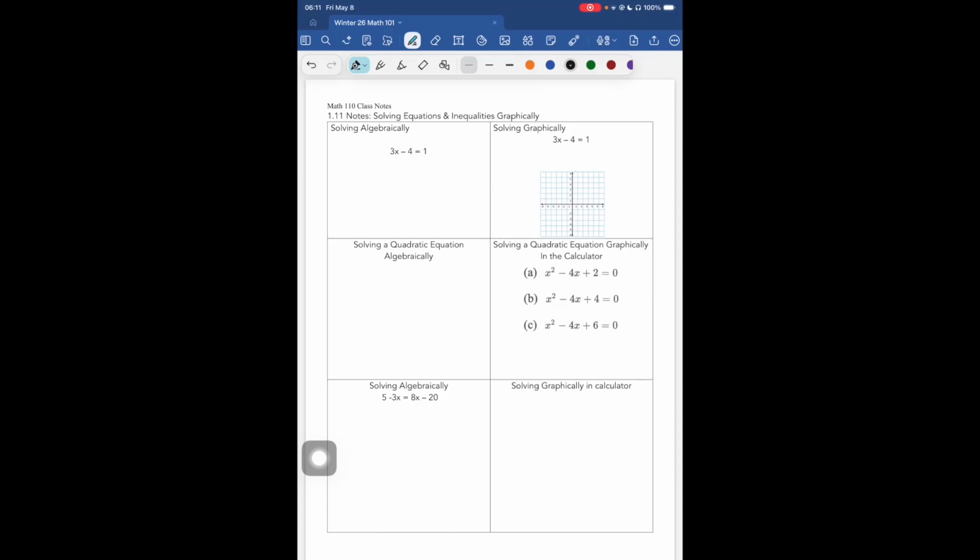Aloha, this is 1.11 notes. We're going to be solving equations and inequalities graphically.